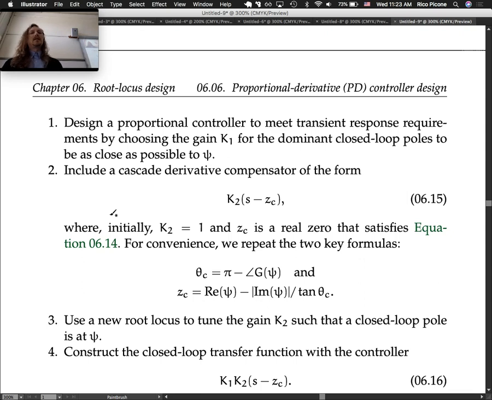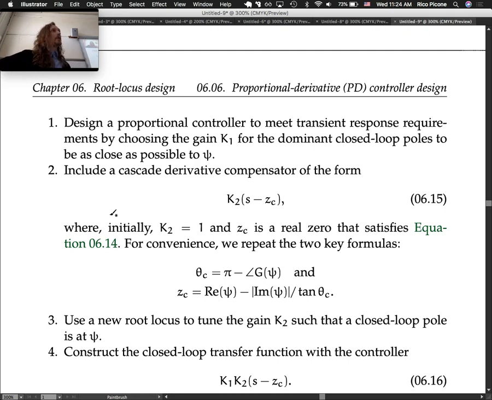First step is to design a proportional controller to meet the transient response requirements by choosing the gain K1 for the dominant closed loop poles to be as close as possible to psi. So we want to put our closed loop pole location at psi. Let's try proportional gain to see if we can just do that with a gain. We might get lucky and the root locus will just happen to go through the point we want. It's probably not going to happen though, right? Probably we're going to want to do better than whatever the system happens to do with a proportional gain.